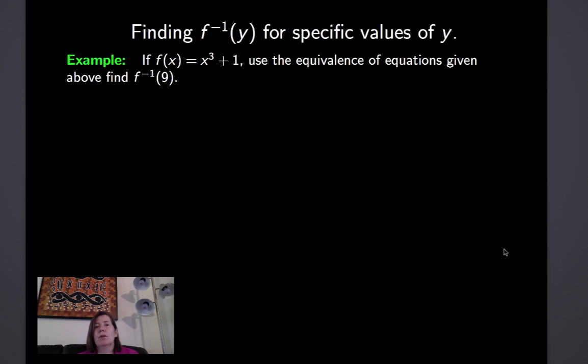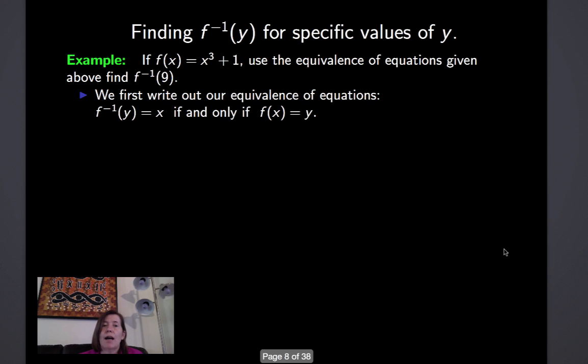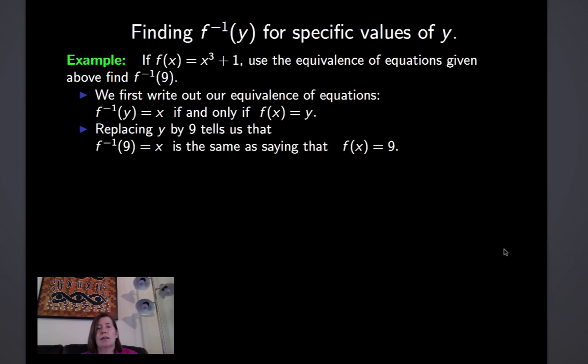Let's look at an example of a problem of the first type. If f of x is x cubed plus 1, let's use this equivalence of equations to find f inverse of 9. We start by rewriting the problem. Let x be f inverse of y, and that equation is exactly the same as the equation f of x equals y. Since we're looking for f inverse of 9, it makes sense to replace the y by 9 in the equation on the left, and since we're looking at an equivalence here, we can also replace the y by 9 in the equation on the right.